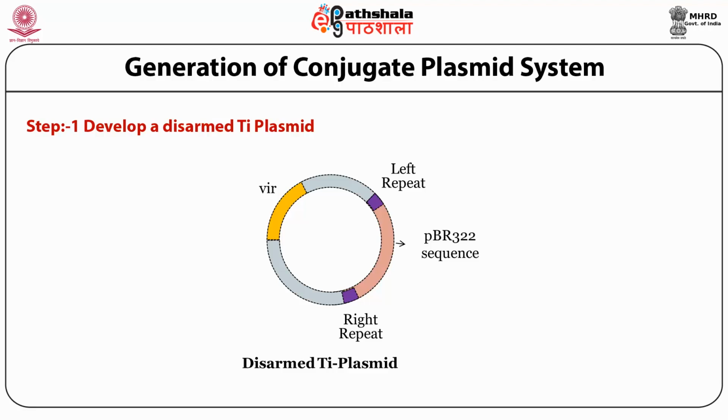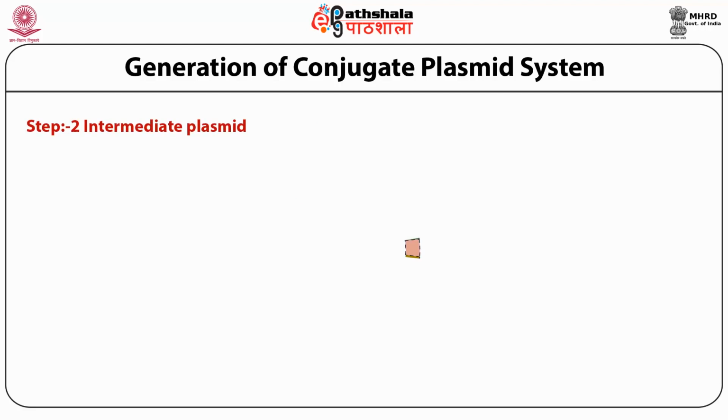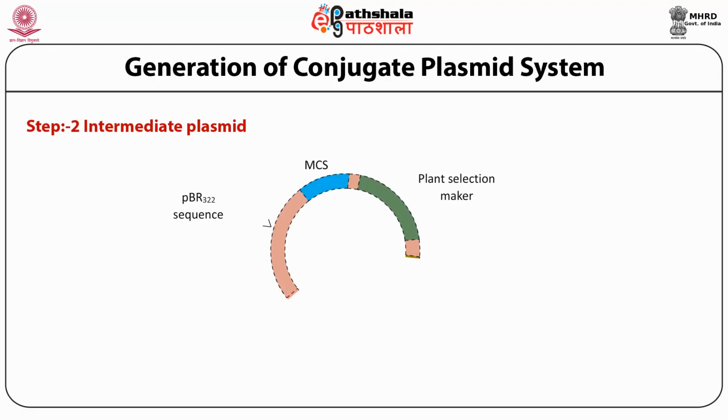This is called a disarmed Ti plasmid because it contains both tDNA as well as the virulence operon on the same plasmid, but the rest of the information has been deleted compared to a naturally occurring Ti plasmid. That's why it is called a disarmed Ti plasmid. It does not contain all the information of the naturally occurring Ti plasmid, only the required virulence genes as well as tDNA repeats. The second plasmid that is used for developing a conjugate plasmid vector is an intermediate plasmid.